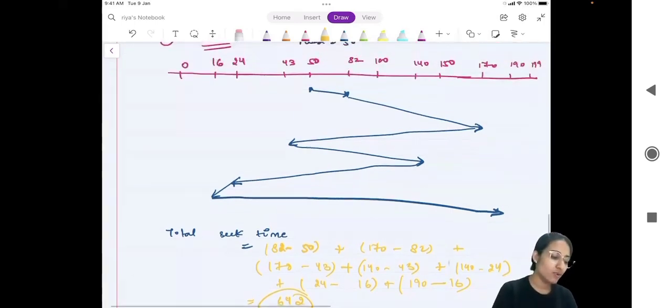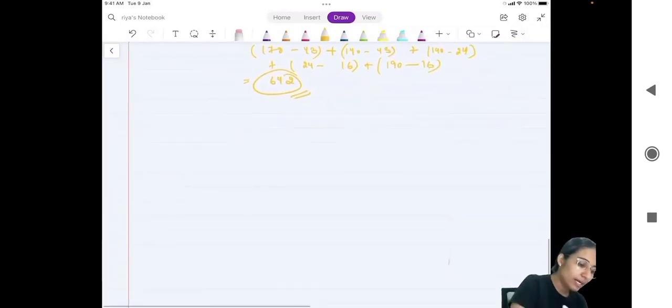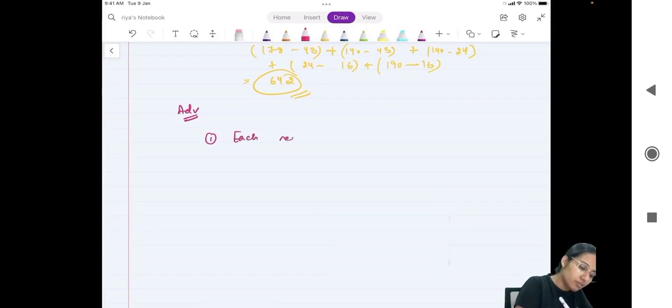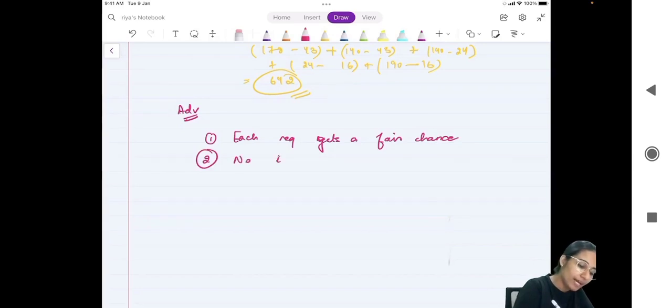And that's what the first come first serve scheduling algorithm is. Now, to talk about a few advantages of this approach: the first is that each request gets a fair chance, because there is no partiality and no priority. The second is that there is no indefinite postponement. No process is postponed here, let alone indefinitely.